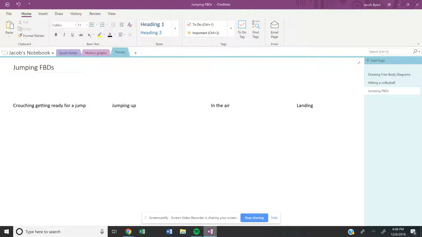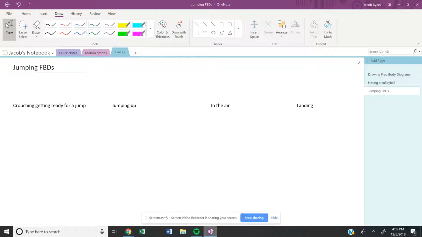Hello, everyone. I'm going to walk through one of my favorite free body diagram problems. We are going to take a look at when somebody is jumping up and down, and we're going to break this up into 4 sections. When you're crouching, getting ready to jump up, we're going to do a free body diagram for that. When you're actually in the act of jumping up, pushing off the ground, you're in the air, and then when you are landing.